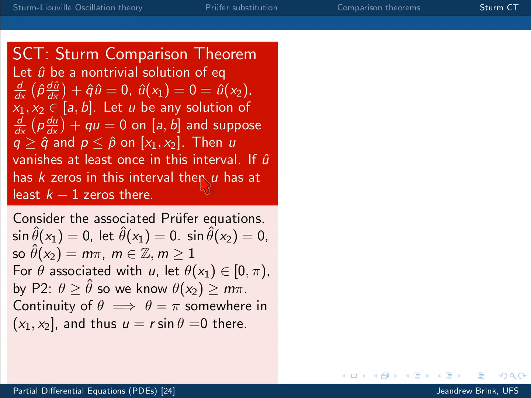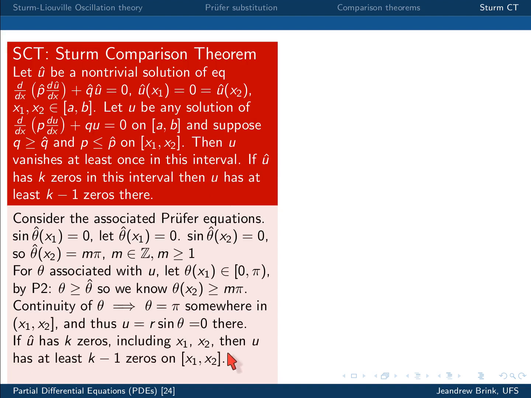The second part actually follows from applying the first part several times. If U hat has k zeros, including x1 and x2, then U has at least k minus 1 zeros in the region x1, x2. The way we prove that is simply to apply the previous argument to each pair of zeros, and we find that U has a zero between each pair of zeros of U hat, resulting in at least k minus 1 zeros there. Note that it can sort of make a little loop, in which case it can have more than k minus 1 zeros, but we've proved it has at least k minus 1.